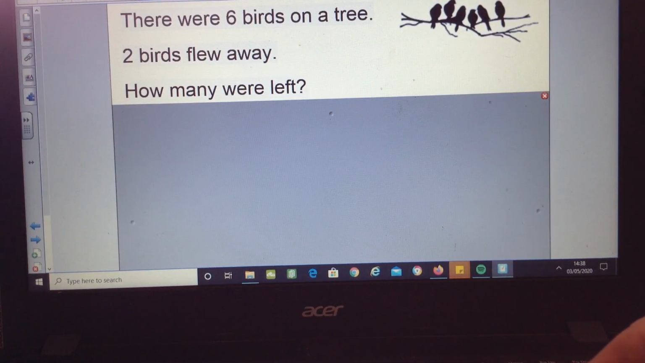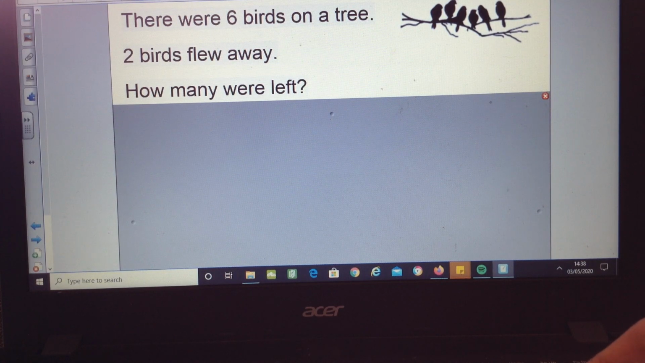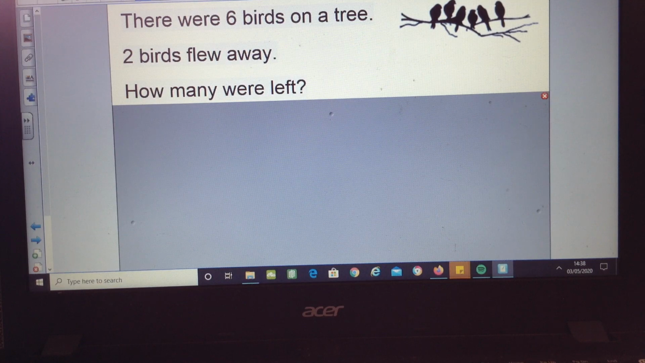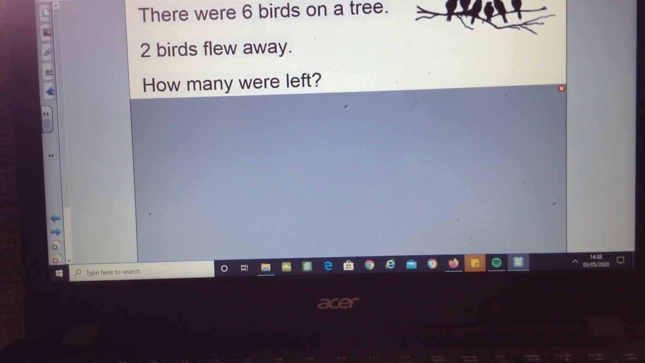Okay, here's another one. I wonder if you can do it yourself and then get back to me. There were 6 birds on a tree, 2 birds flew away. How many were left? Now, are you going to draw it like I have? Are you going to use a number line? Are you going to get some counters out? Have a go.